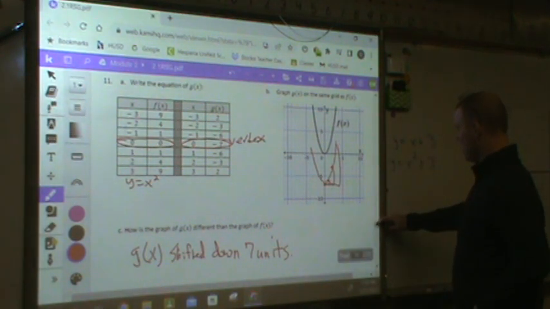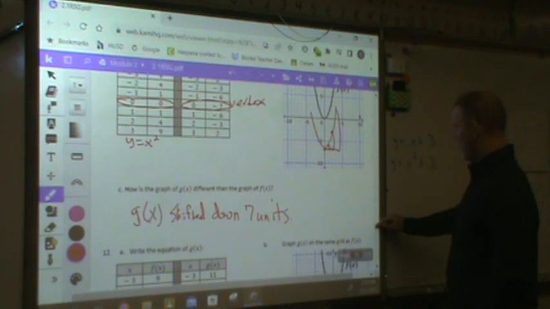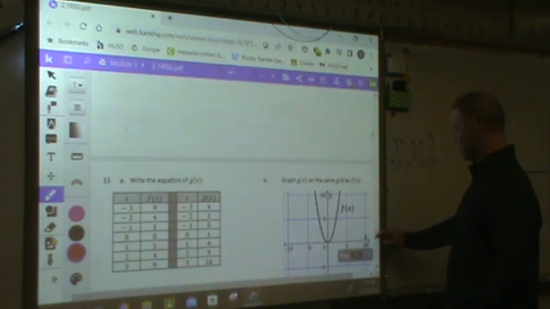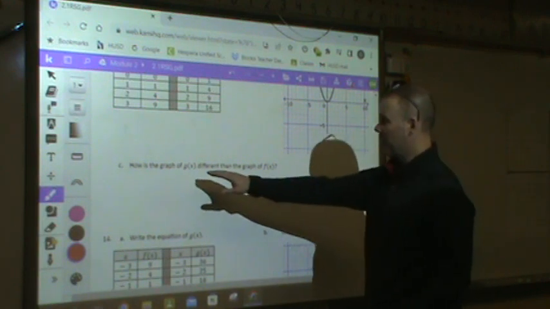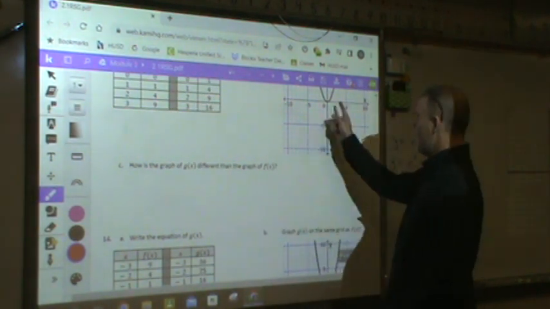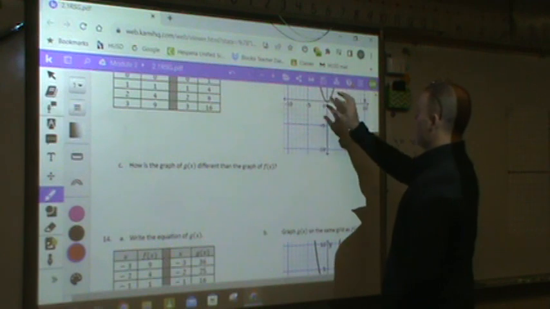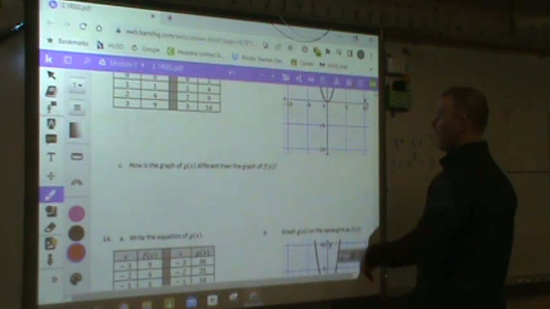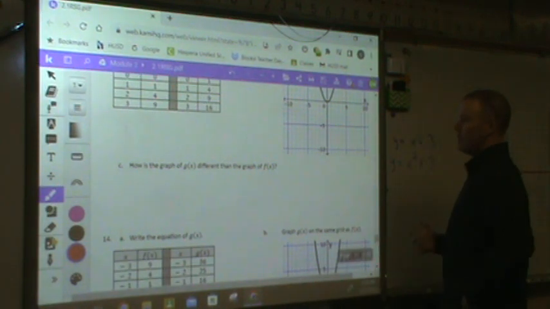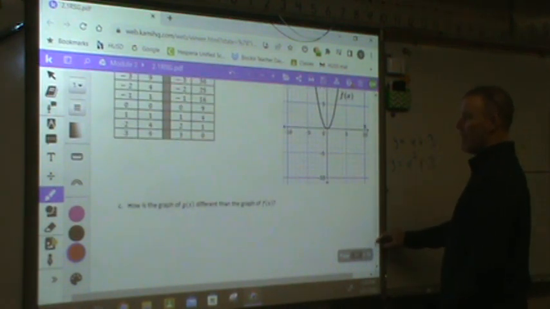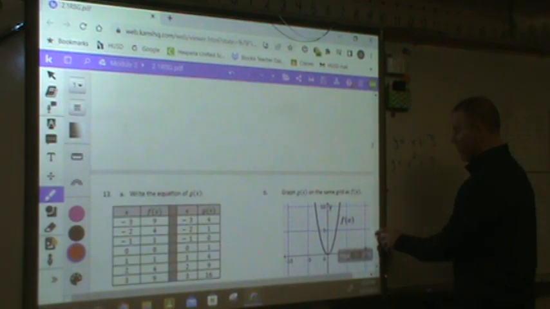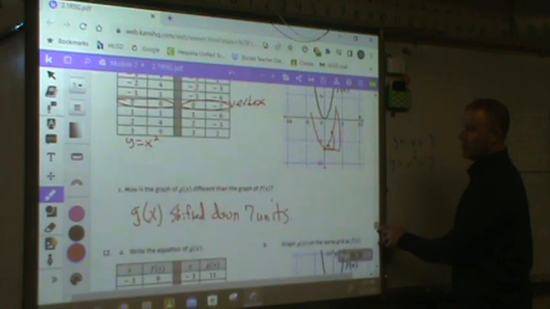So what you need to do is go through and identify the vertex in 12, 13, and 14, and then simply state what has happened. How do you compare? Find the vertex, plot the points, graph, and then ask yourself, what has happened? Did it shift right or left? Did it shift up or down? Did it do both? And then when you come back, you'll go ahead and create the equation.